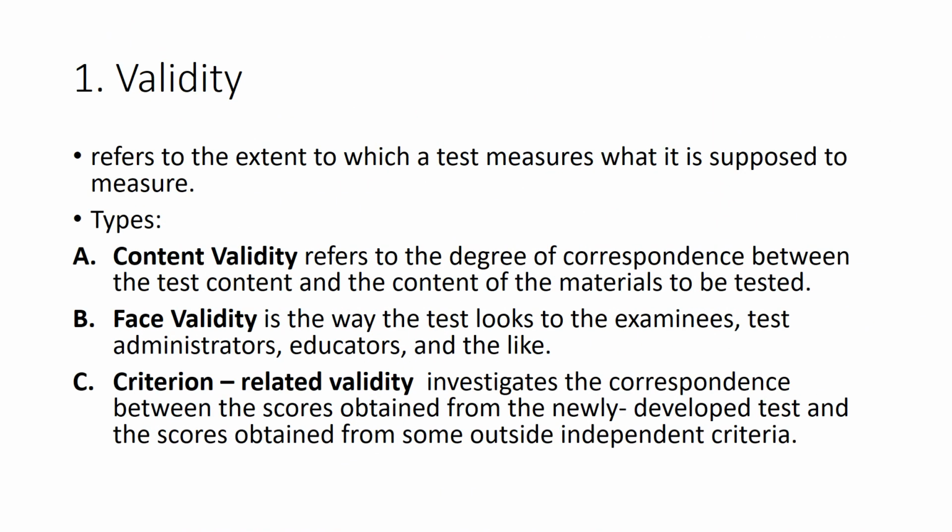We start with the first feature of the good test. We find that it is called validity. Validity refers to the extent to which a test measures what it is supposed to measure. So, the question of validity is concerned with whether the test is achieving the objective that it is intended to measure or not. This is the meaning of the definition of validity.